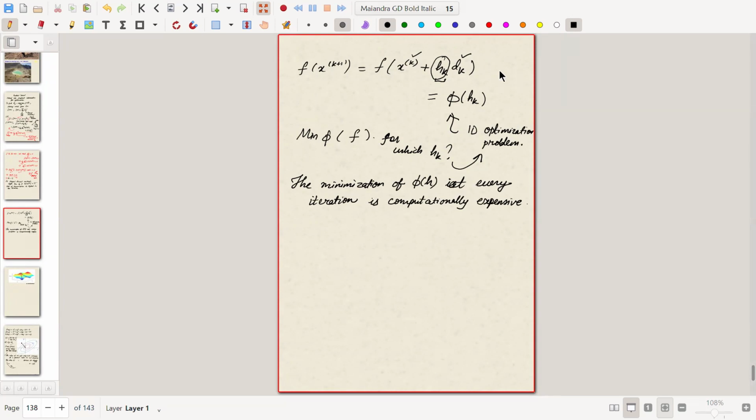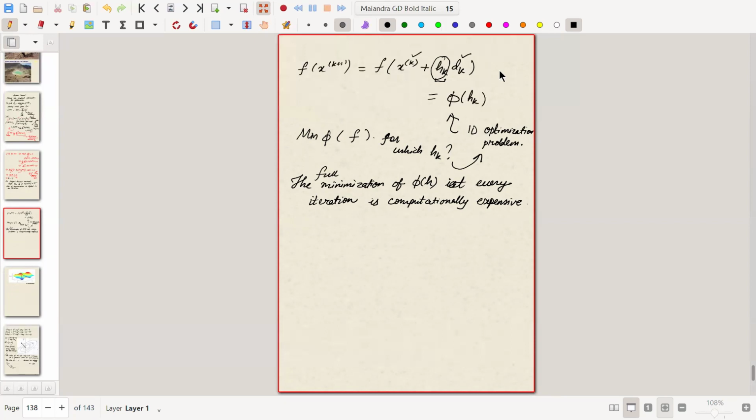So full minimization we can't do. This is like a full minimization, where you try to find the h where phi h is minimum. But maybe scientists thought, instead of fully minimizing phi h, maybe we can minimize phi h partially. You will learn what I meant by partial soon.